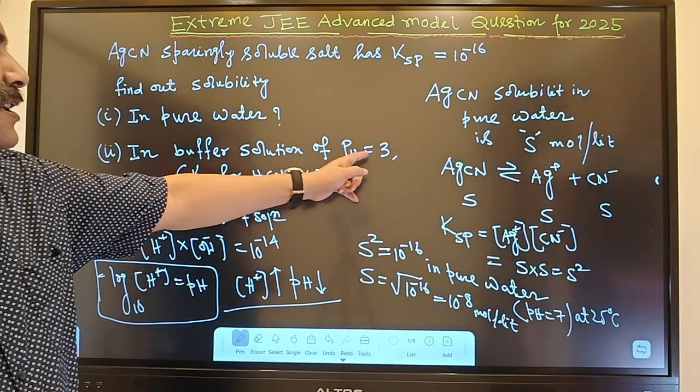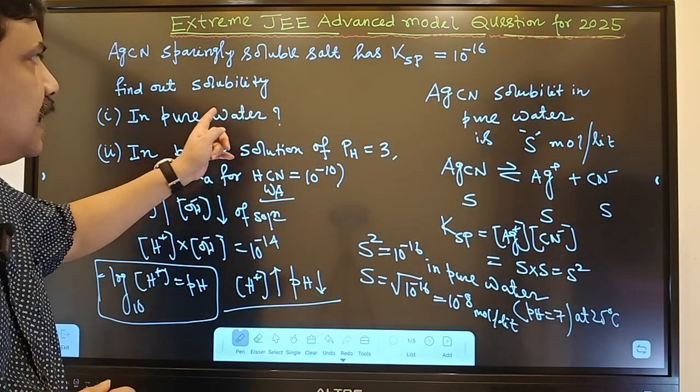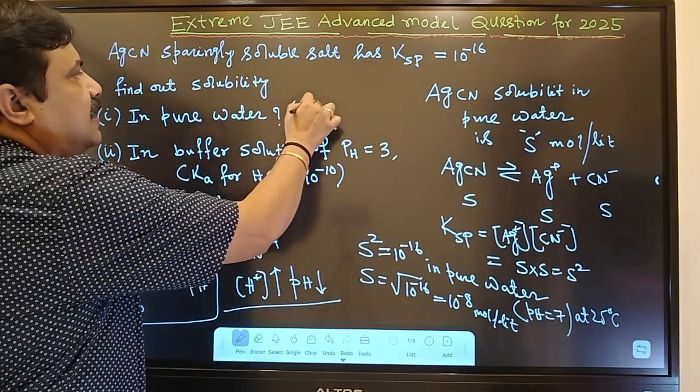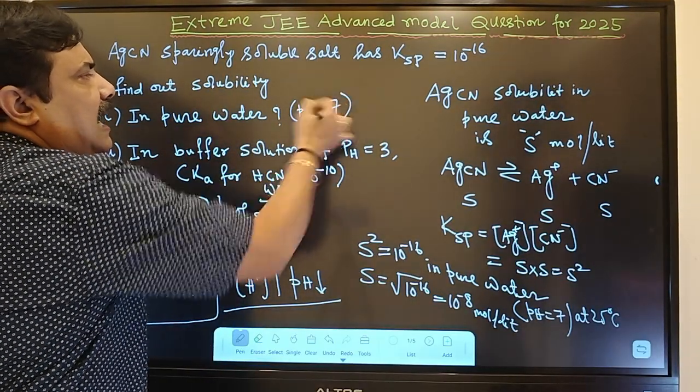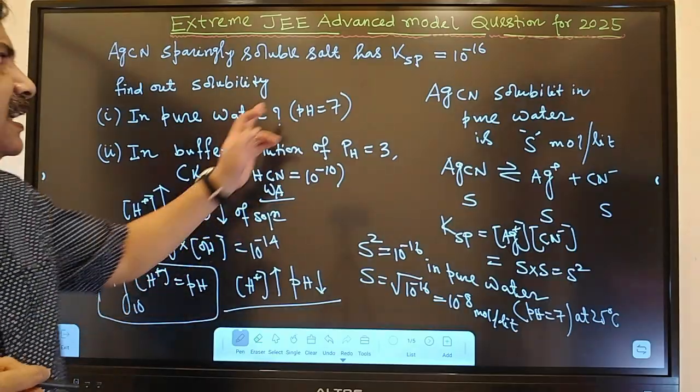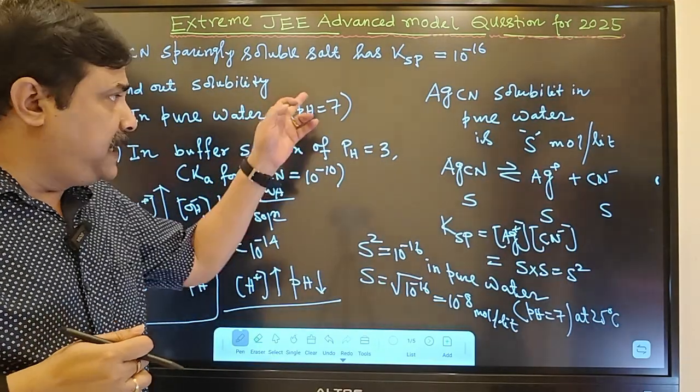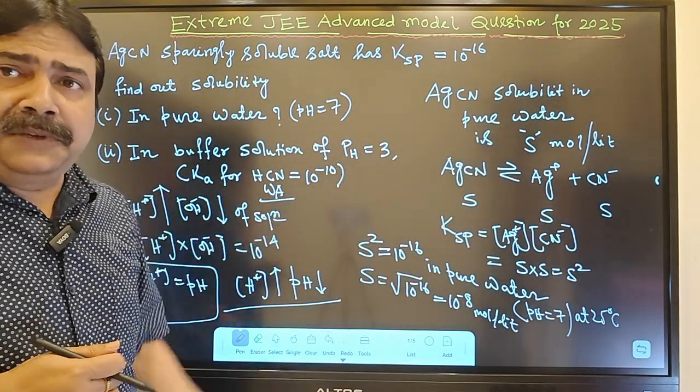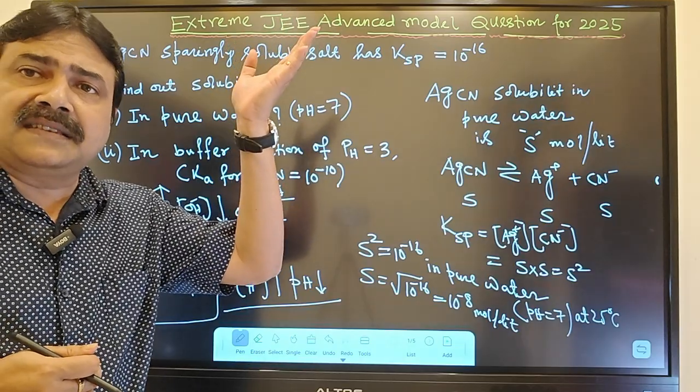That means pH 3, compared to pure water. They didn't mention it, but we know that for pure water at 25 degrees centigrade, pH is 7. That means the pH of the solution decreases, which means the H+ concentration increases.